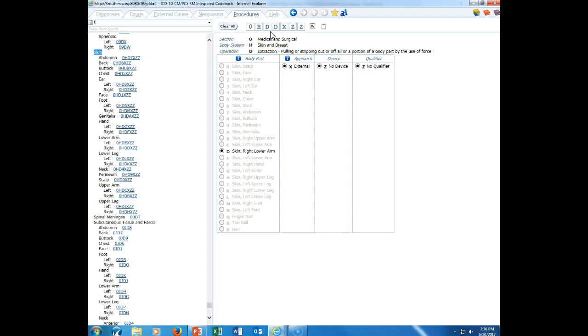Now, for your question for this lecture, I want you to code in exercise 8.1. I want you to code 1, 3, and 5. And when you're looking at number 3, this removal of a mole of the right upper arm, they're not removing the mole from the right upper arm. They're removing the mole from the skin of the right upper arm. Okay?